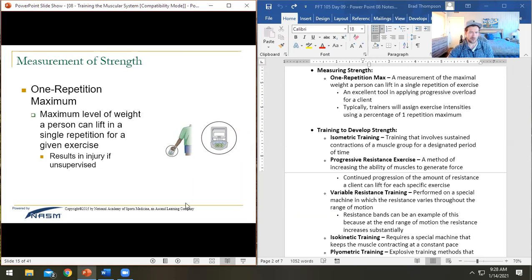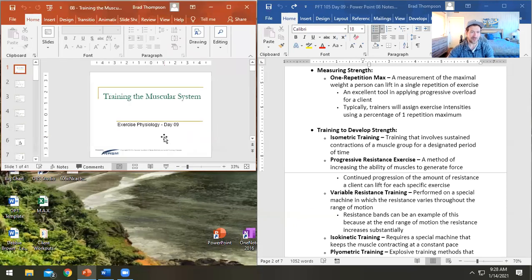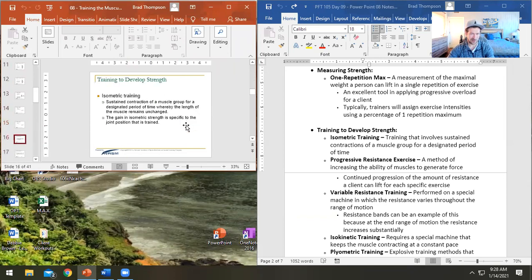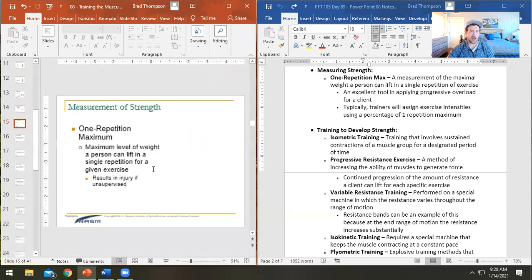And my dynamometer picture is on my one rep max picture. That's not supposed to be like that. Hold on. Sorry, that's going to bug me. Delete that picture. All right.